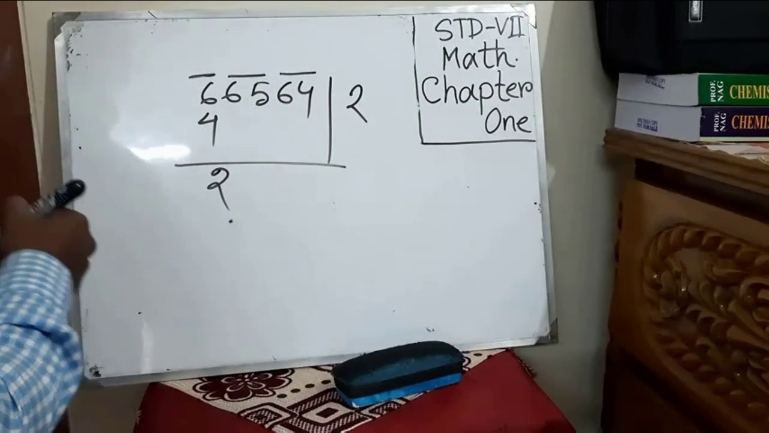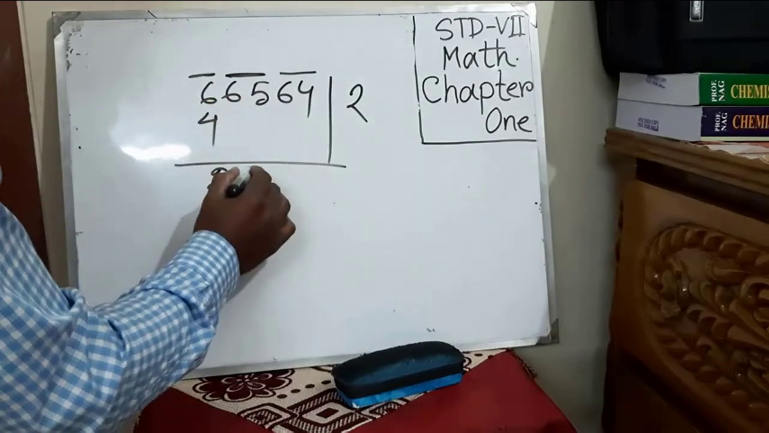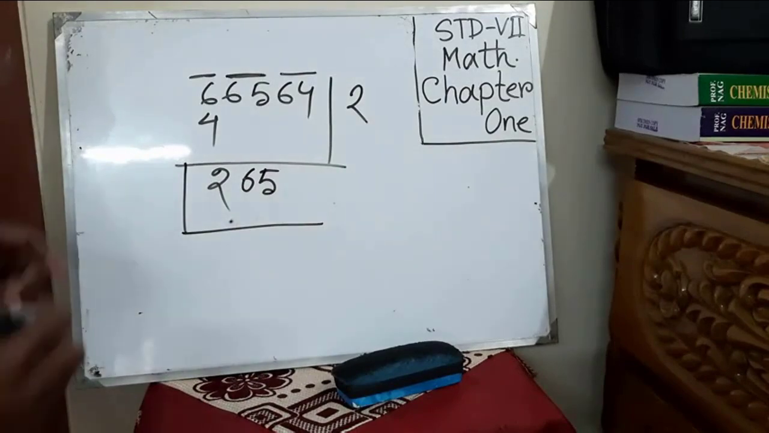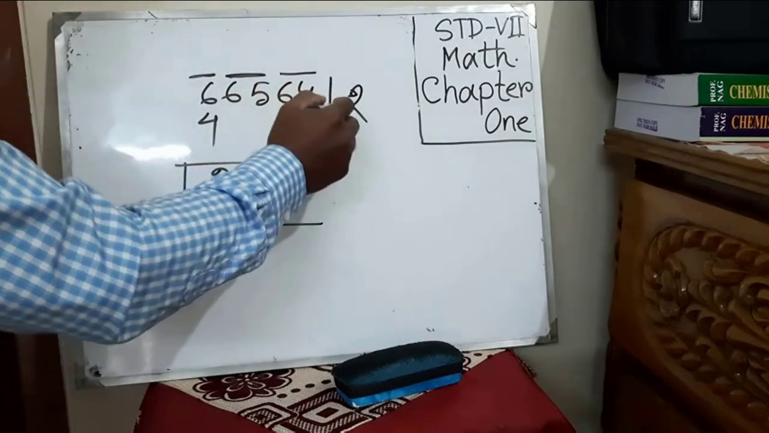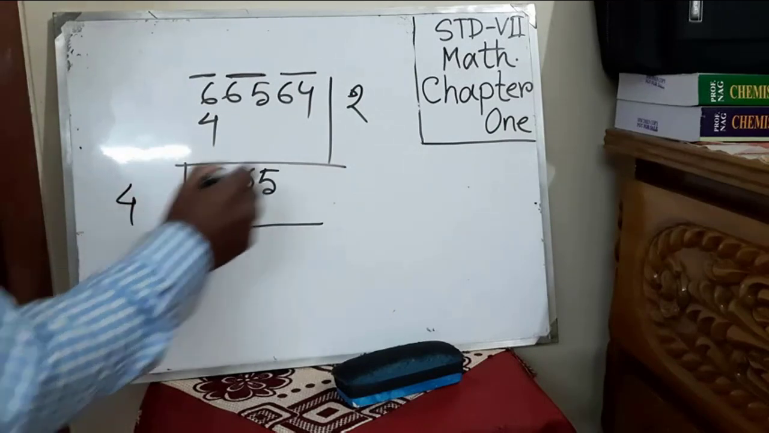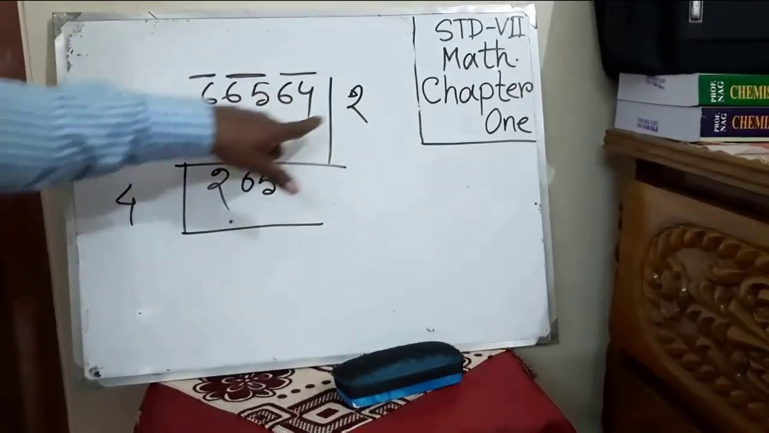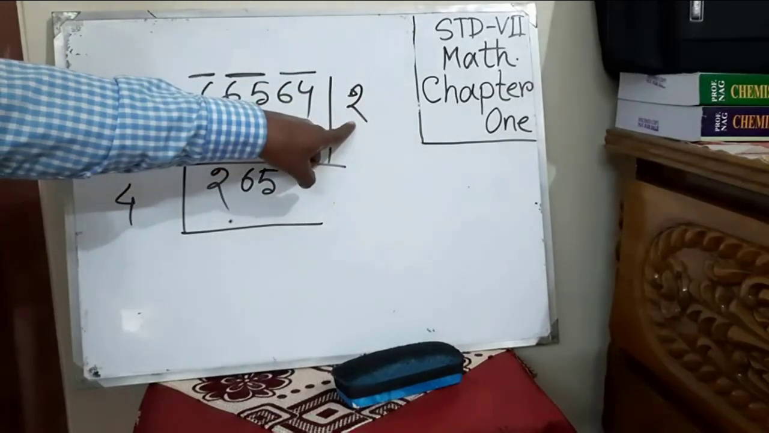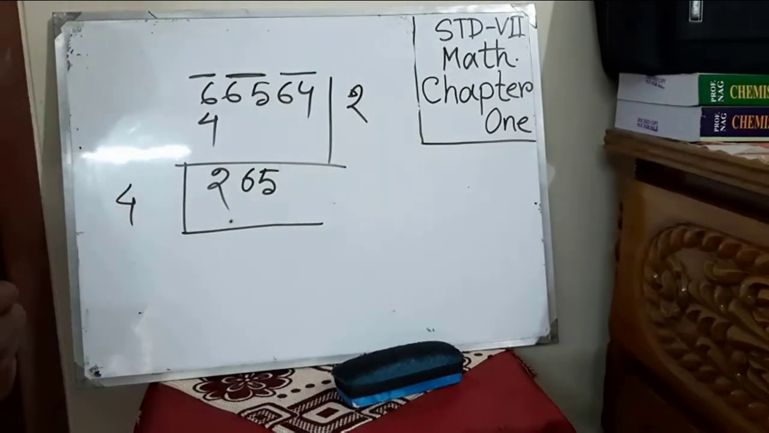Then what's the next step? You will bring down 1 pair. What's the next pair? 65, not 6 only. So what's the next step? What is this digit? 2. The double of the digit is what you will write. 2 2s are 4. If it is 5, it will be 10. If it is 9, it will be 18. If it is 6, it will be 12. So whatever digit you have, you will write twice of the digit. So it will be 4.